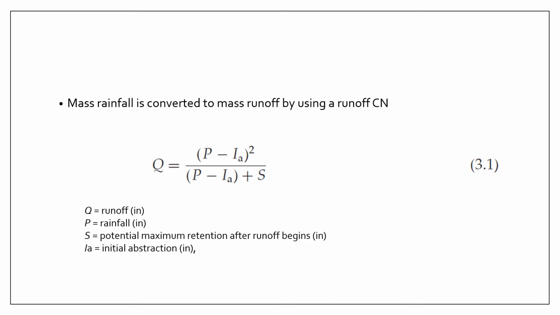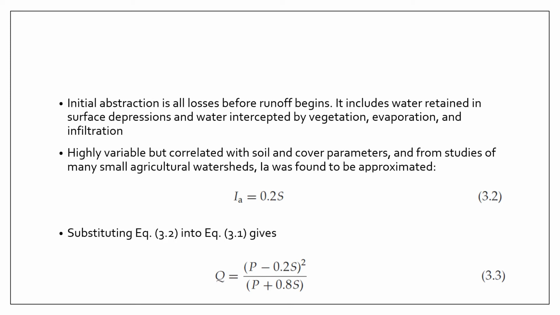So what is initial abstraction? This is all the losses that occur before your runoff begins. This includes the water that is stored in your surface depressions, like the potholes in your road or the carabao ponds in your farms, and also the water intercepted by vegetation, evaporation, and infiltration. So this number represents all the water that is captured at the start. It's captured and stored. So the keyword here is the losses. This is all the water that is, quote unquote, lost before your runoff.